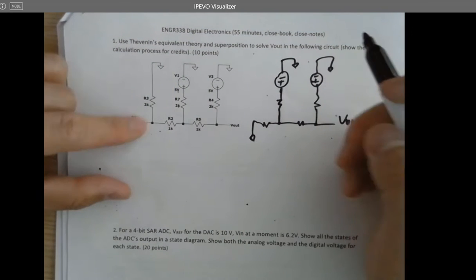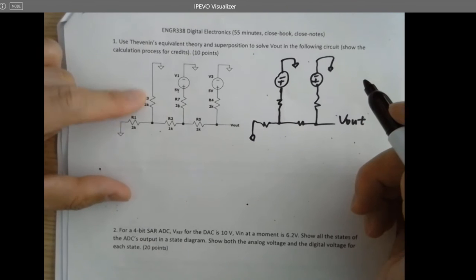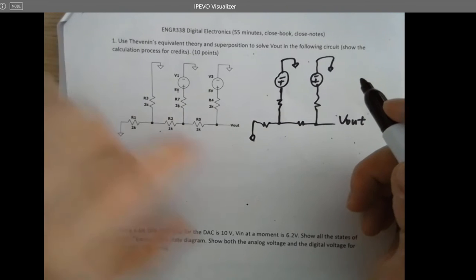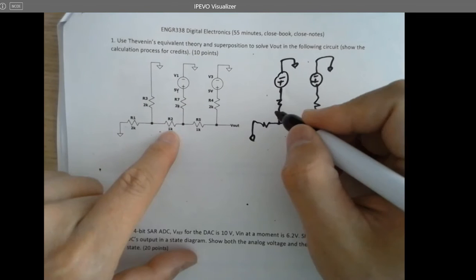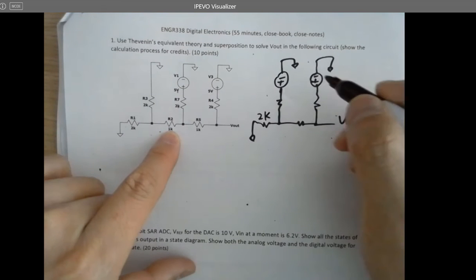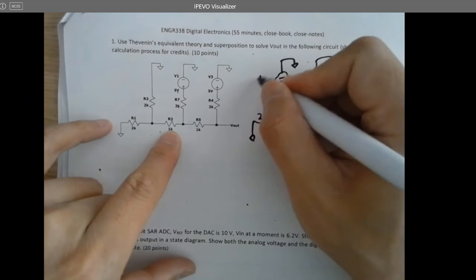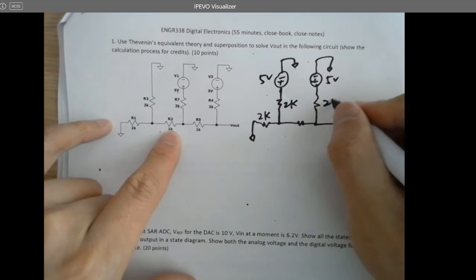So after we simplify the circuit, this 2K in parallel with 2K resistors becomes 1K, and this 1K becomes 2K here. That's 2K, 5 volts, 2K.